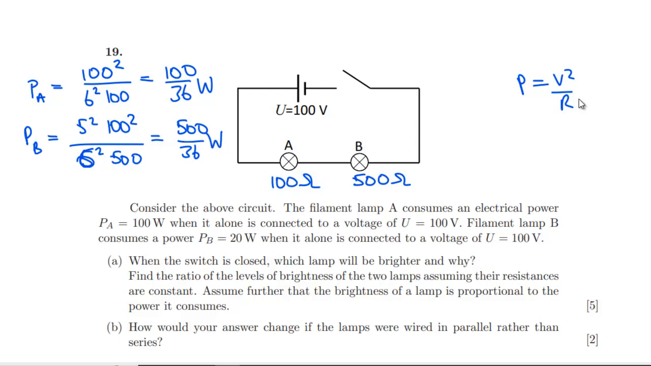So B is 5 times brighter. Is that what I wanted? So which one will be brighter? Yeah, B. Find the ratio. Yeah, 5 times. So that's good.